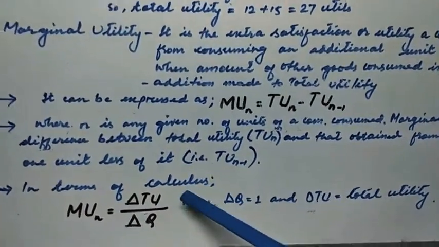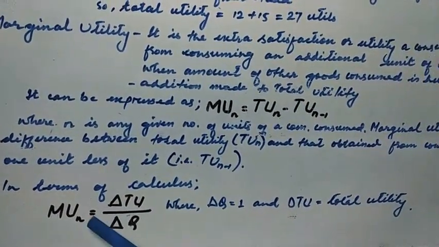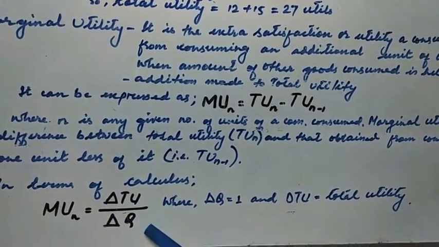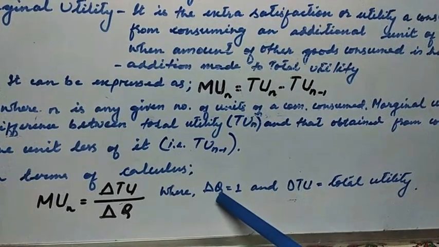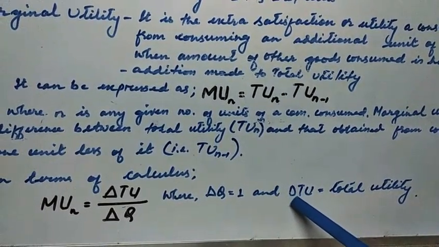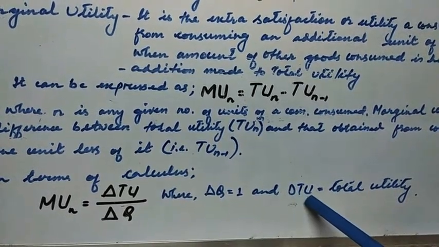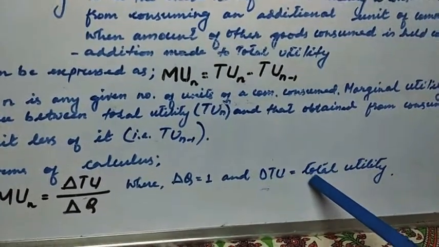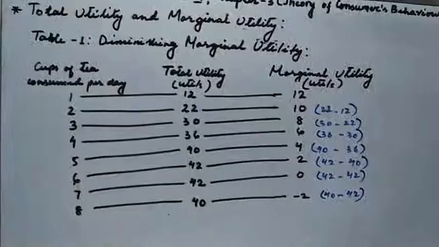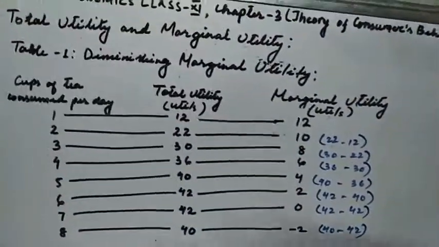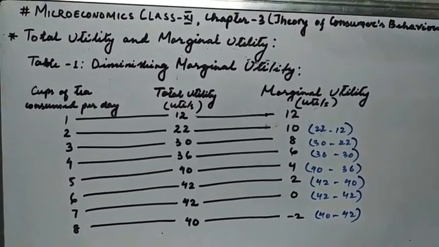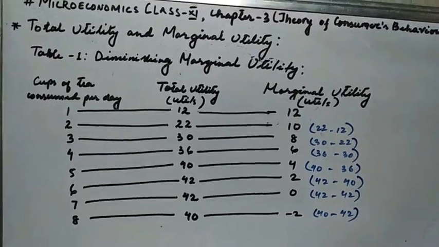In terms of calculus, marginal utility is given by the change in total utility divided by the change in quantity, where delta Q is 1 and delta TU is the change in total utility. So here it is given in calculus form. Okay, look at this table and you will understand what total utility and marginal utility are all about.